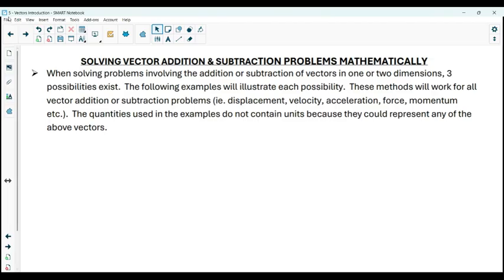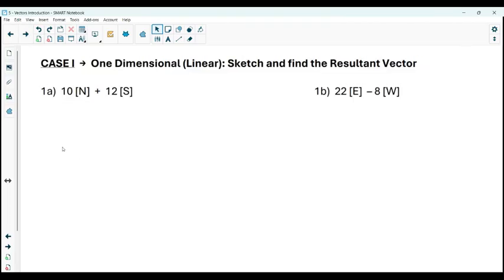Okay, so here we go. Let's give this a try. Here's case one. It's a one-dimensional linear situation. Things go north and south, forward and back, up and down, left and right, and that's it, right? Only one dimension. So it can only go north or south, or only forward or back. We're going to sketch and find the resultant vector.